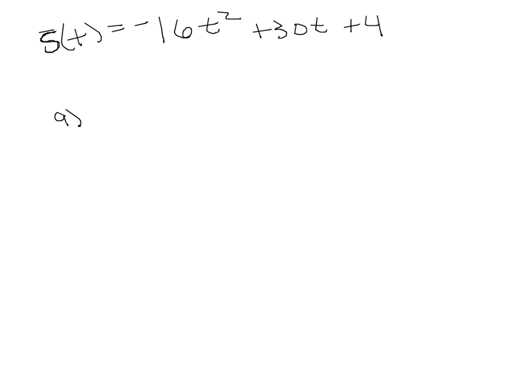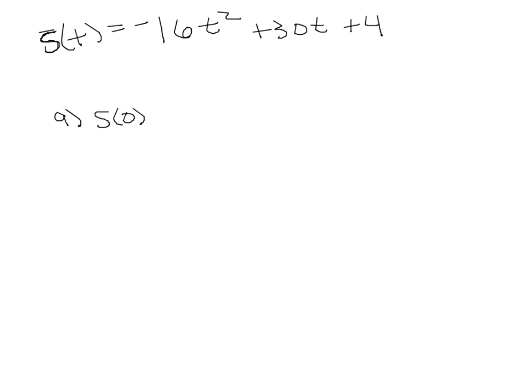The function that describes the height of the ball t seconds after it is thrown is minus 16t squared plus 30t plus 4. The first question is, what is the height of the platform?